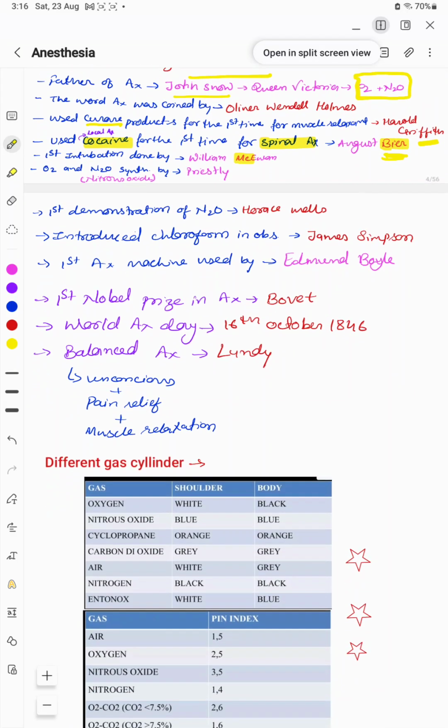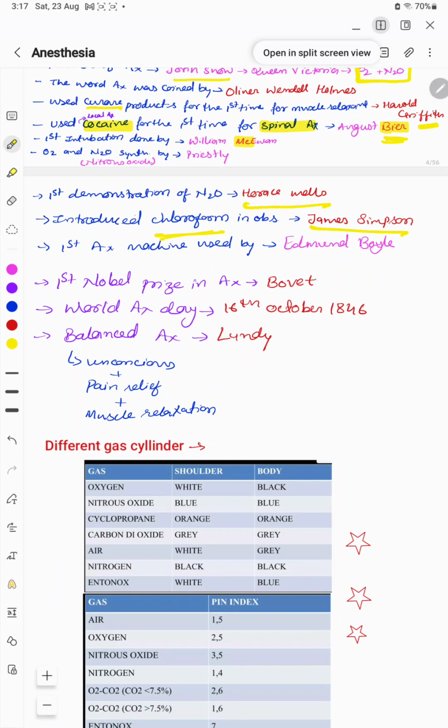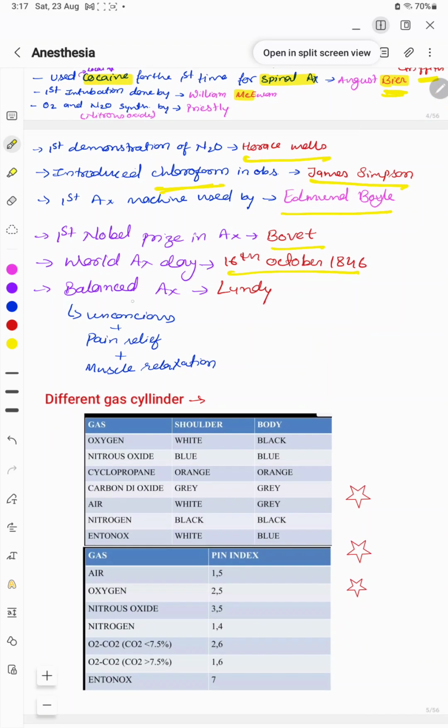Okay. And not many things you need to remember. First demonstration by Horace Wells, and he introduced chloroform. You often see in the movies they talk about chloroform and use chloroform in kidnapping. The first use of drawn by James Simpson. This is not the Simpsons cartoon. And the first anesthesia machine was used by Edmund Boyle. First Nobel Prize, Bovart. World Anesthesia Day 16 October 1846. And balanced anesthesia by Lundy.